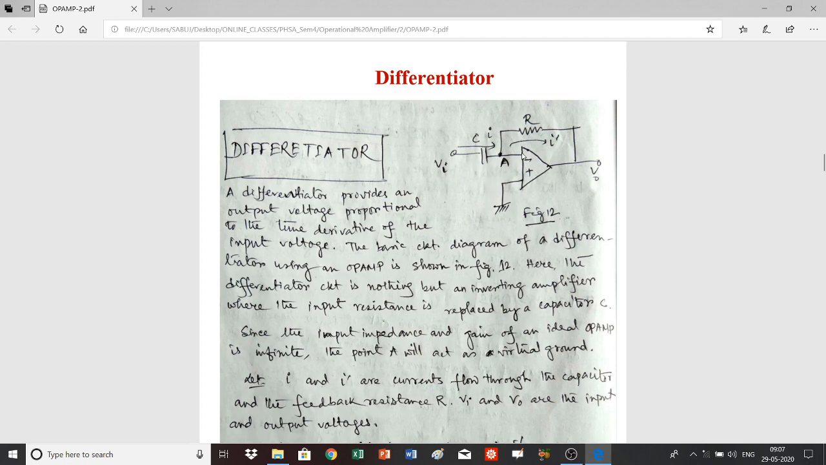And you also know that at this point, this is important point A, since the input impedance is infinity for an ideal op-amp, and the output impedance is 0, then you can treat the point A as virtual ground, since no current will be passing through this op-amp.